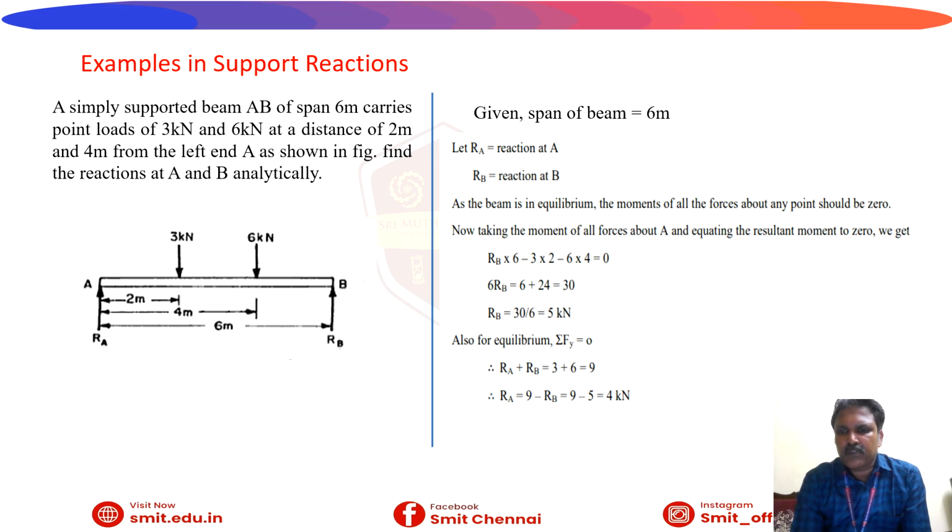Also for equilibrium, sigma Fy equal to 0. Then in this case, the summation of all vertical forces, that is RA plus RB equal to 3 plus 6, that is equal to 9. That is RA equal to 9 minus RB, that is 9 minus 5, that is 4 kilonewton.